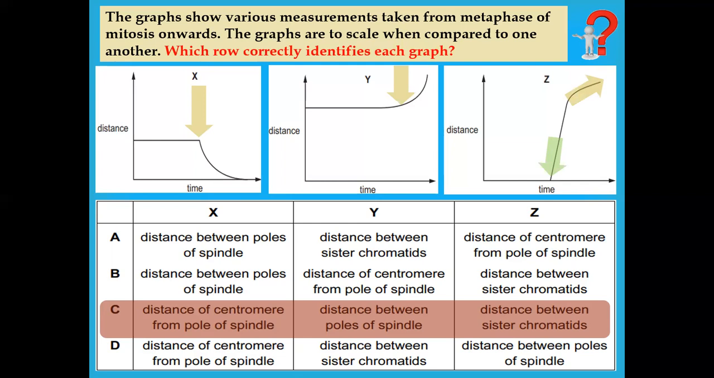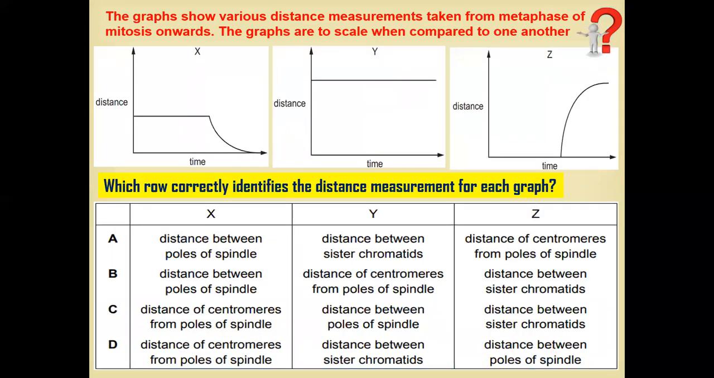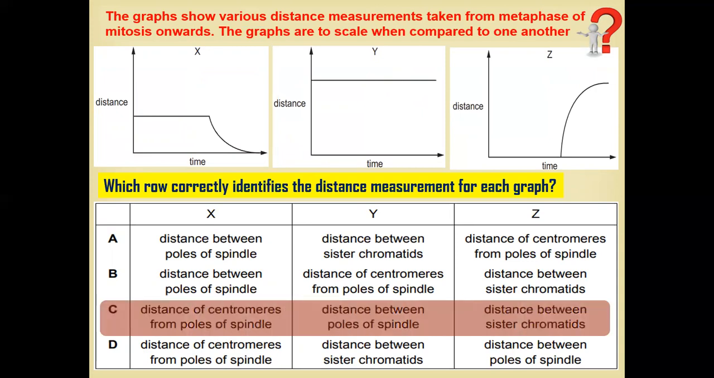In a similar way, we can approach another type of question, where all the data is similar. For example, X represents the distance of the centromere from the pole of the spindle, while Y represents a distance that always remains the same during mitosis. Here, we are not entering into cytokinesis. So in this way, the distance between the poles will remain the same. What about Z, the distance between the sister chromatids? First it was 0, and then it surged, increasing to the maximum. So that was the idea of how we can identify the answer to these questions. Hope you got the idea. Thank you very much for watching.